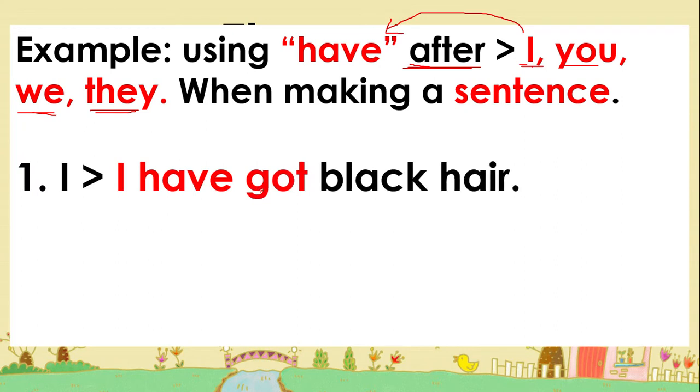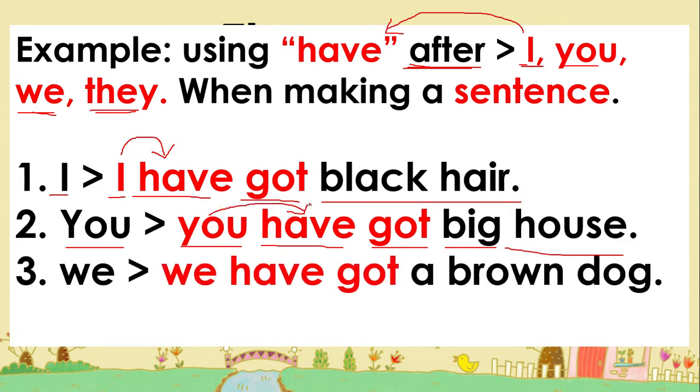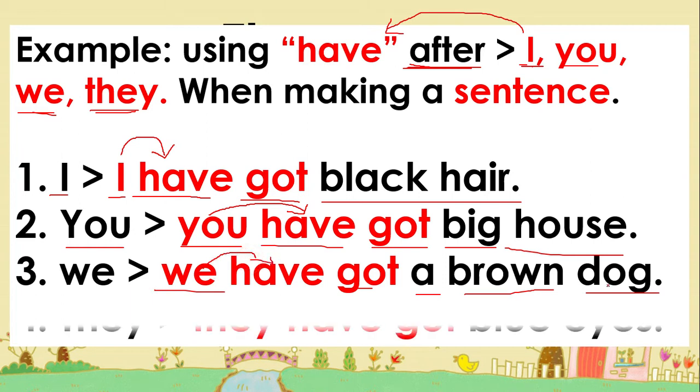So number one, I. I have got black hair. So the first one, I after have. Okay. So I first before the word have. Okay? Next, you. You after have. Okay. You have got big house. So you first before the word have. Number 3, we have we. We have got a brown dog. So we first before the word have, okay? And number 4, we have they.